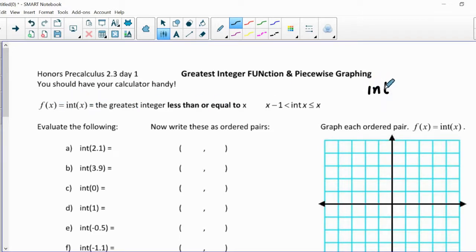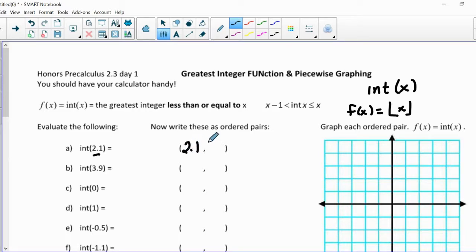So int of x, or you may see it written like this, where it kind of looks like an absolute value but has little bottoms on both of the sides. You may see it written like that in some places. Essentially, you take whatever the number is, and then you always round down, so to speak, to the integer that's below it. Not the nearest integer, but the integer that's below it.